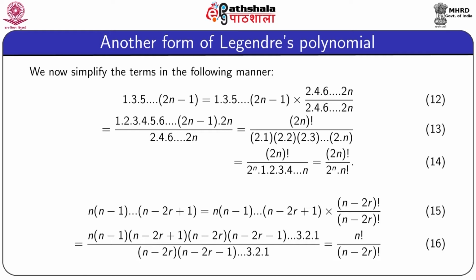Let us now take the numerator in equation number 13, which is n into n minus 1 dot dot dot n minus 2r plus 1. We multiply this expression by n minus 2r factorial, both numerator and denominator, as shown in equation 17. And if you do that, the numerator is going to give you n factorial divided by n minus 2r factorial, which is given in equation number 18.